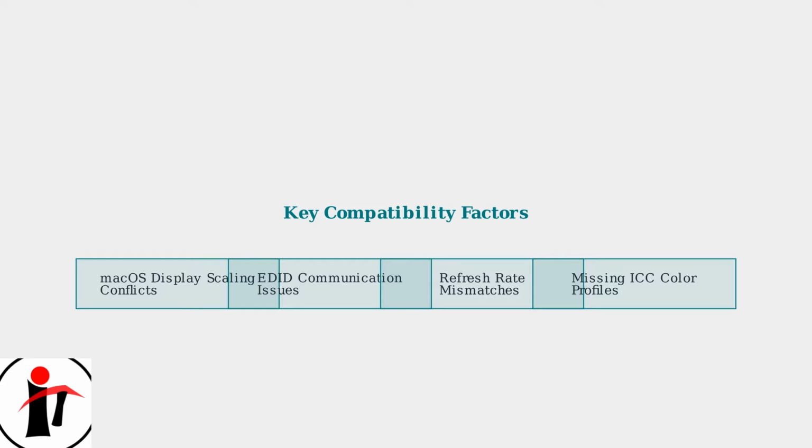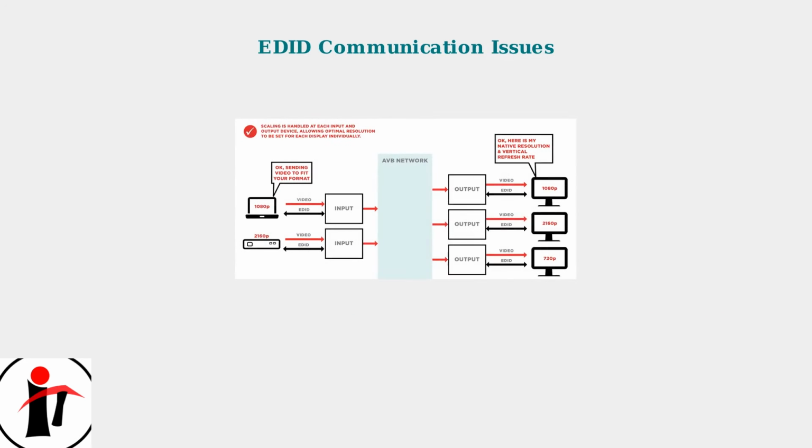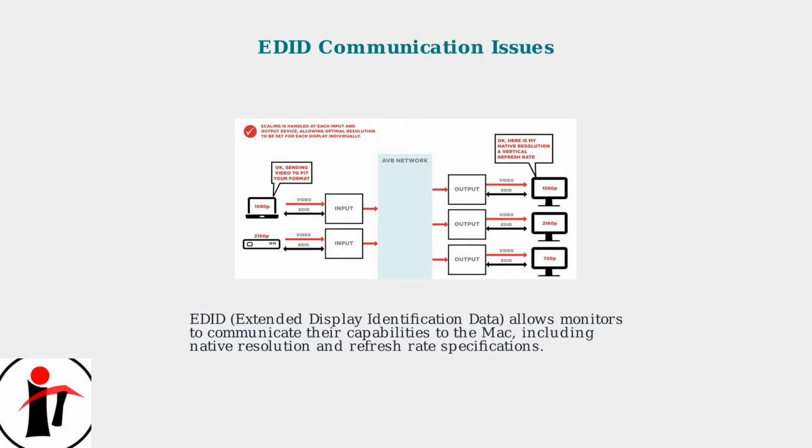There are four primary technical factors that cause compatibility issues between Sceptre monitors and Mac computers. These include macOS display scaling conflicts, EDID communication problems, refresh rate mismatches, and the absence of proper color profiles. EDID, or Extended Display Identification Data, is a crucial communication protocol that allows monitors to tell the Mac about their capabilities, including native resolution and refresh rate. When this communication fails, you get display problems.